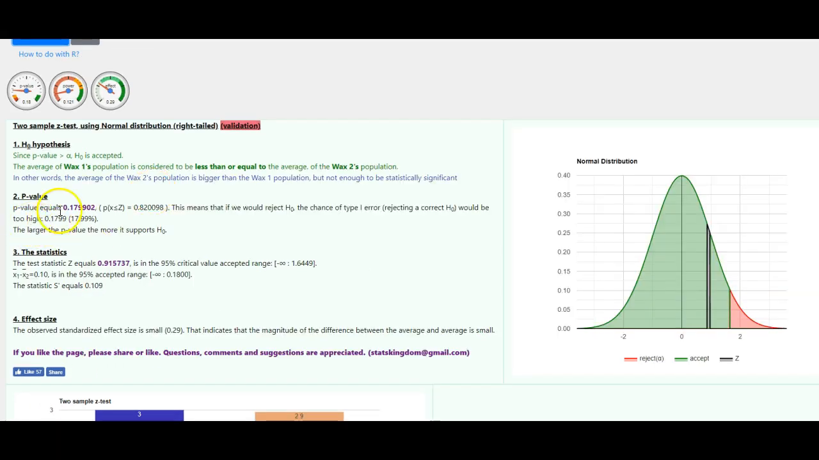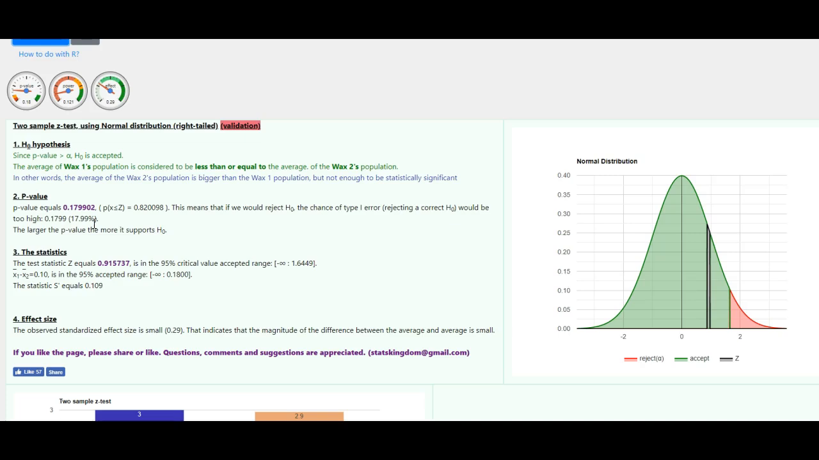Our p-value equals 0.179, and therefore p is greater than our alpha of 0.05, and therefore we fail to reject H0. We're going to accept H0 as a legitimate hypothesis. But keeping in mind what H0 was. H0 was the mean length of time that wax 1 lasted was less than or equal to the mean time that wax 2 equaled. So mu1 is less than or equal to mu2.